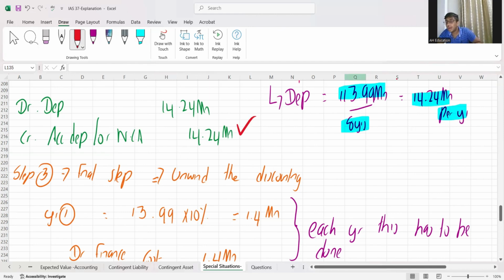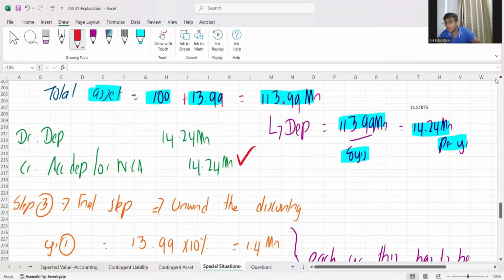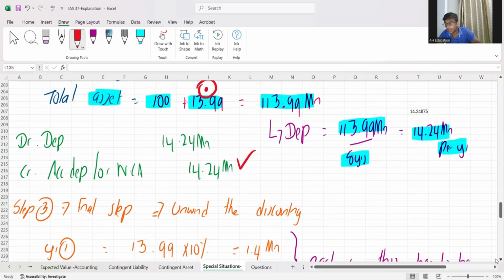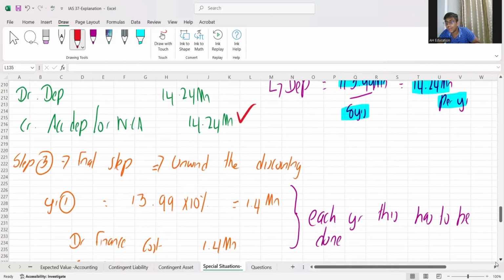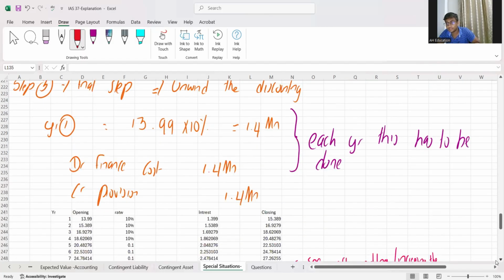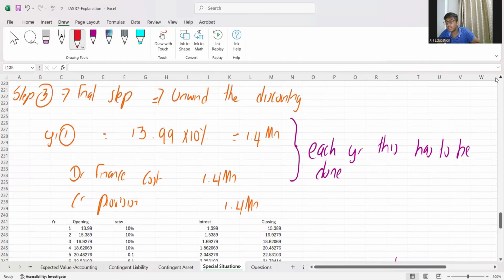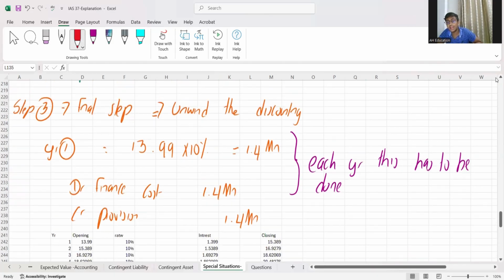The only part where you will struggle is in recognizing this part. Some people tend to forget. Don't forget this at any point. Depreciation you will be able to manage. Now we are moving into the third and final step, something called unwinding the discounting.